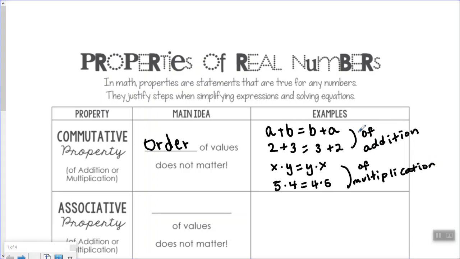So commutative property of addition, commutative property of multiplication. Again, order of values does not matter. You switch the order, A, B, now it's B, A. It's still the same. So it only works for addition and multiplication.